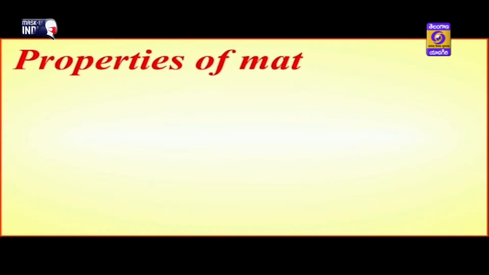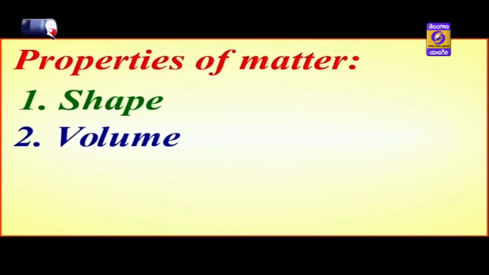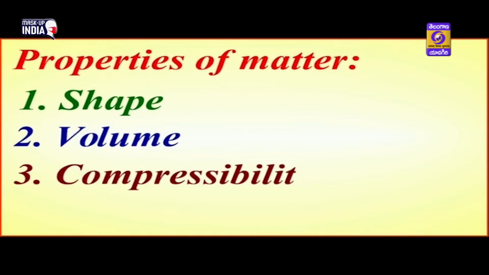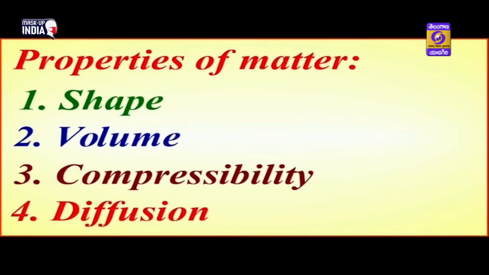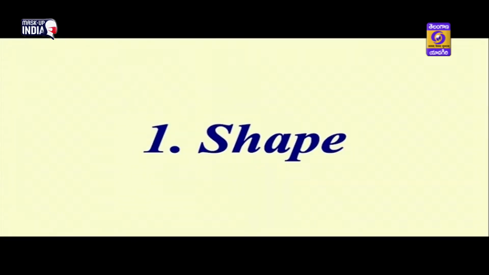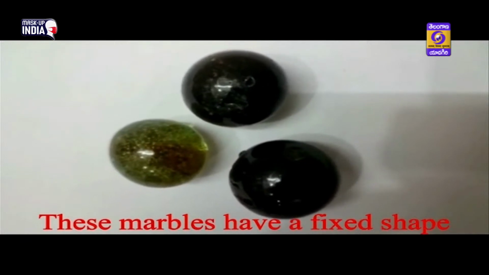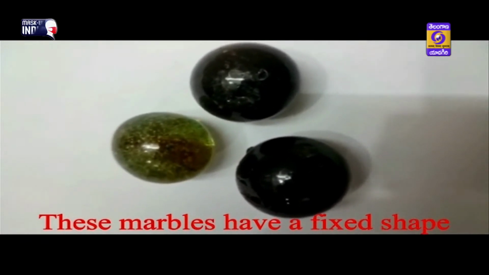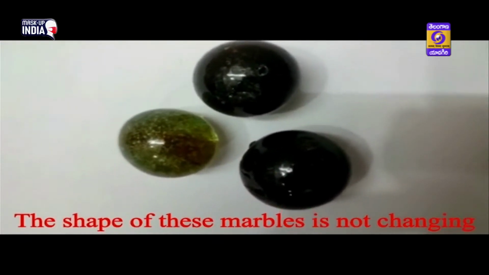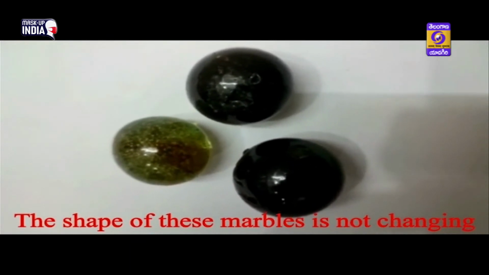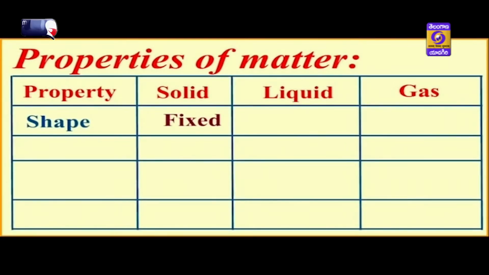My dear children, now let us try to understand the properties of matter. Number 1, shape, number 2, volume, number 3, compressibility, number 4, diffusion. Let us discuss about one by one. Number 1, shape. Look here, my dear children, these are marbles. These marbles have a fixed shape. The shape of these marbles is not changing. Now we can confirm that solids have fixed shape.